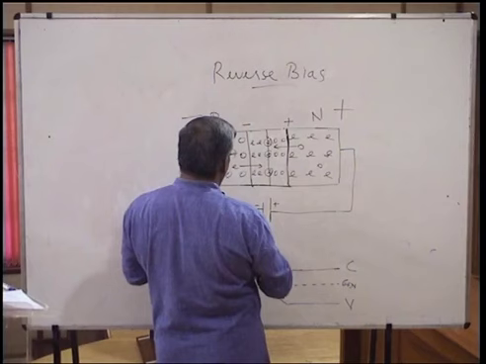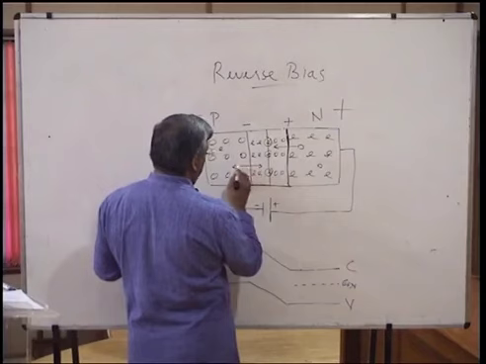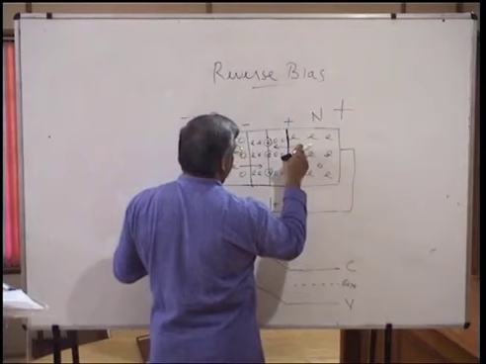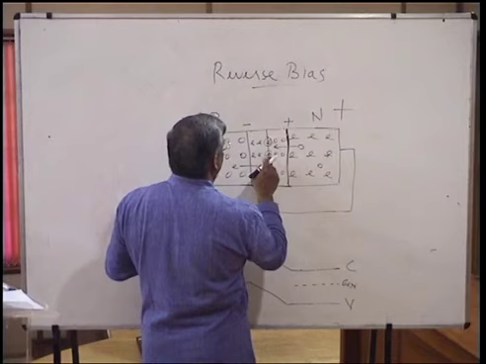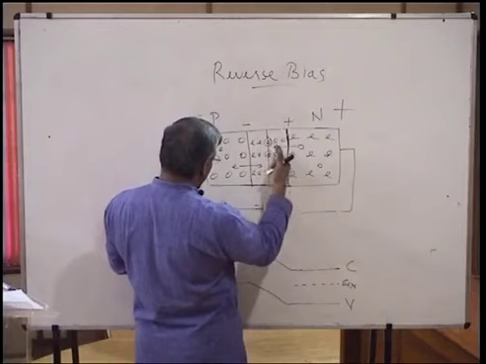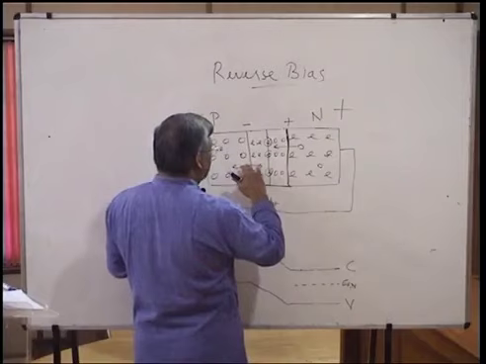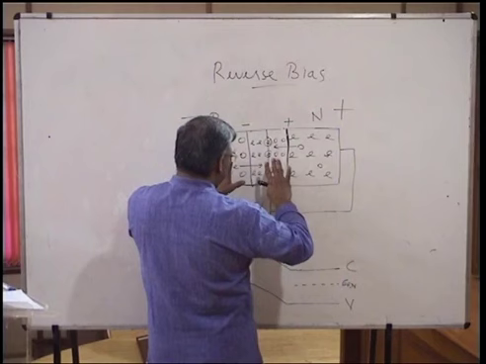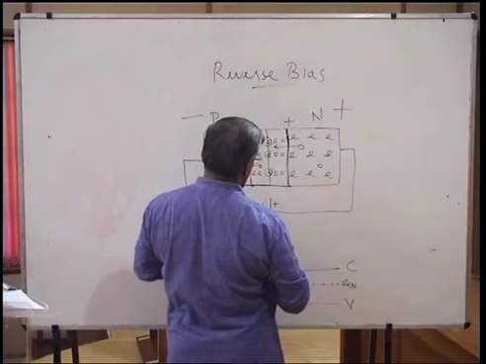But at the same time, you can imagine there will be drift of the minority carriers in the P side, and there is also drift of the minority carriers, which are holes, in the N side. And that drift of the minority carriers is promoted. Holes are moving in this anti-clockwise direction, and electrons are moving in the clockwise direction. Which means, in other words, this particular barrier will be expanding itself.